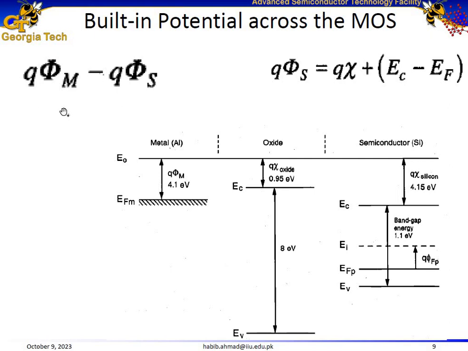Why do we have the q sign over here? We have the q sign because the metal work function, the semiconductor work function, and the electron affinity are actually potentials or voltages, while everything else are energy levels: the vacuum energy level, the Fermi energy level, the conduction energy level, the valence energy level. So in order to represent these potentials in terms of energies, we multiply by q, because energy is equal to the charge of an electron times potential. That's why we add the q sign with all these potentials.